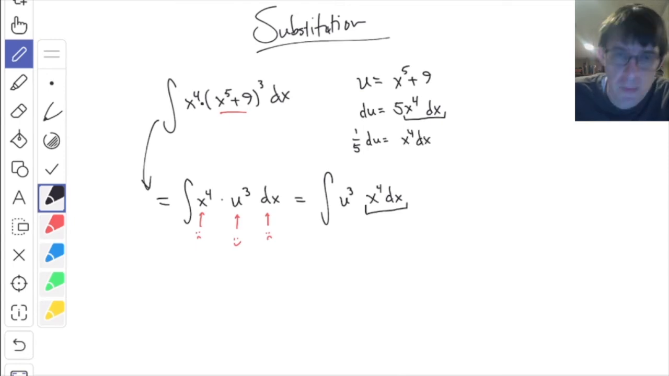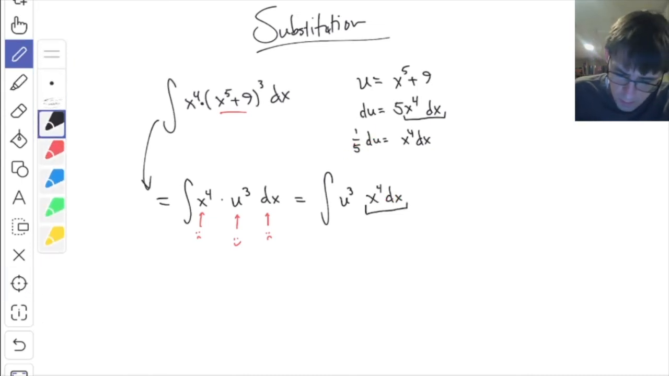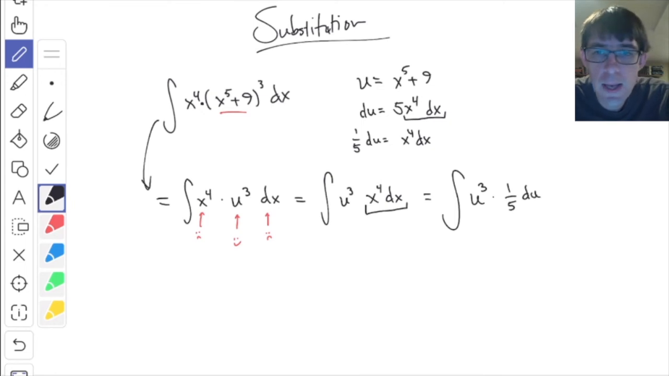All right? This is the old dividing the constant trick, which in most u substitution examples you will have to do, divide the constant over. Anyway, all of that was so that I could plug in x to the 4 dx is equal to 1/5 du. So this becomes integral u cubed times 1/5 du. And now the substitution is complete. That is, there are no x's remaining in the integral. I've replaced everything by u's.